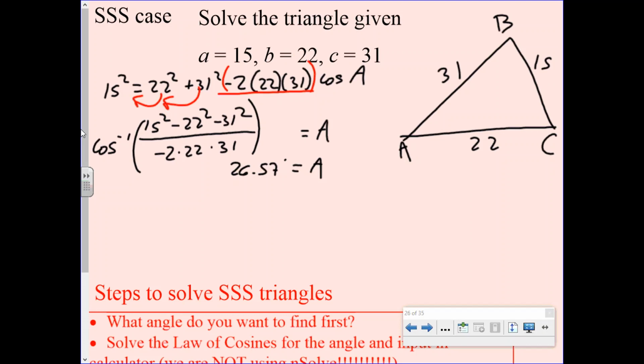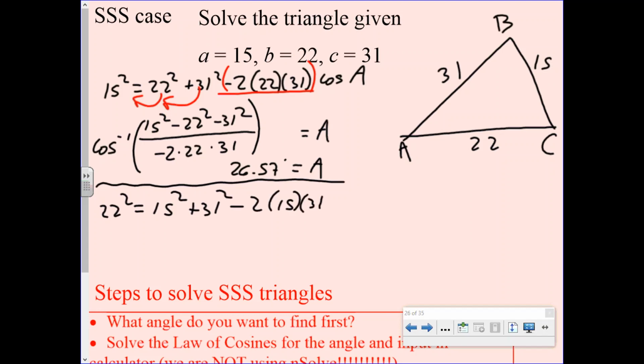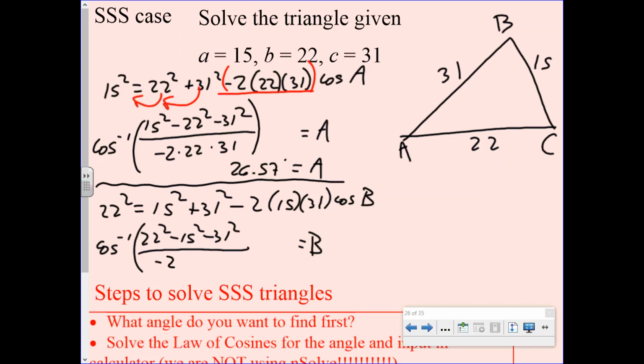So let's see here. If I'm going to find the angle B, we know that 22 squared equals 15 squared plus 31 squared minus 2 times 15 times 31 cosine B. And again, doing the exact same algebra that we did before, B is going to be equal to the inverse cosine of 22 squared minus 15 squared minus 31 squared, all divided by -2 times 15 times 31.